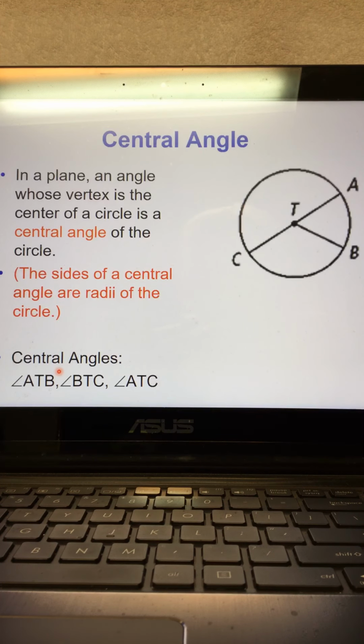So let's talk about a couple of the central angles that we see here. We said A, T, B, B, T, C. And if we go straight across, A to T is a radius, T to C is a radius. That would actually be a straight angle there. You should be noticing something that they have in common. All of them have T as the vertex. That's the center of the circle.